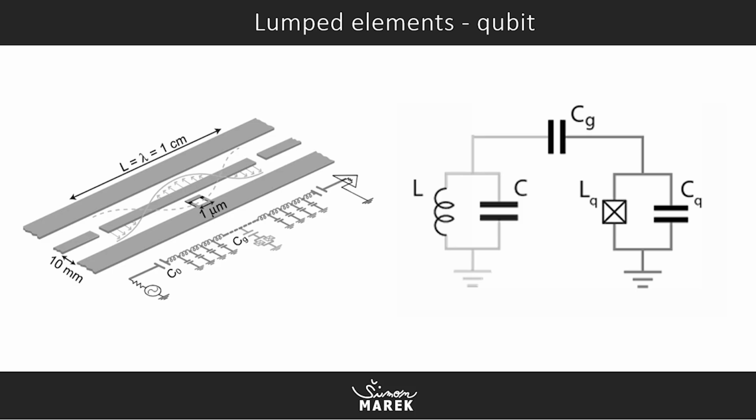Here's our lumped elements representation of a qubit. You can see a gate capacitance in the middle, and LQ is our Josephson junction, and there is a capacitor in parallel because we are talking about a transmon qubit, which is a charge-based qubit, so there is always a capacitor in parallel.